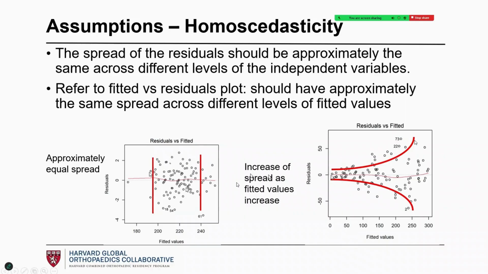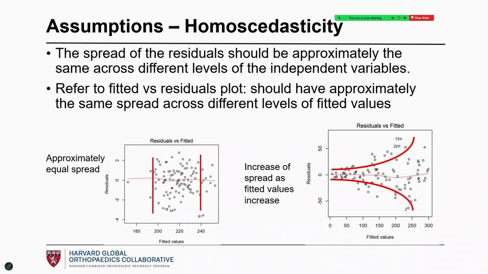However, we could also have a case like the plot on the right, where we see that the spread is relatively low at the low fitted values on the x-axis. However, as the fitted values increase, we see that the spread of the residuals starts to increase. And in this case, it is reasonable to suspect that we have a violation of the homoscedasticity assumption.